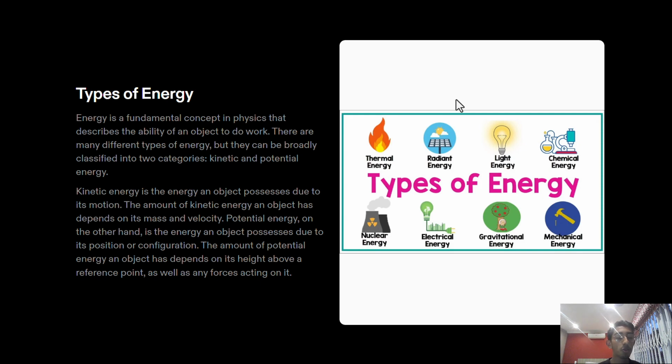So just to speak about these two forms before we dive specifically, kinetic energy is the energy an object possesses due to its motion. The amount of kinetic energy an object has depends on its mass and velocity, while potential energy, on the other hand, is the energy an object possesses due to its position or configuration, generally referred to as its height due to a specific reference point. The amount of potential energy an object has depends on its height above a reference point, as well as any forces acting on it. Just to classify, if we look at the image on the right, we'll see the other types of energies that exist as well and what they sort of entail.